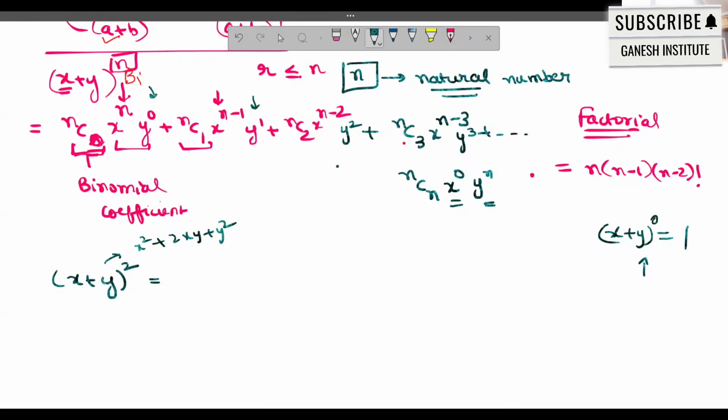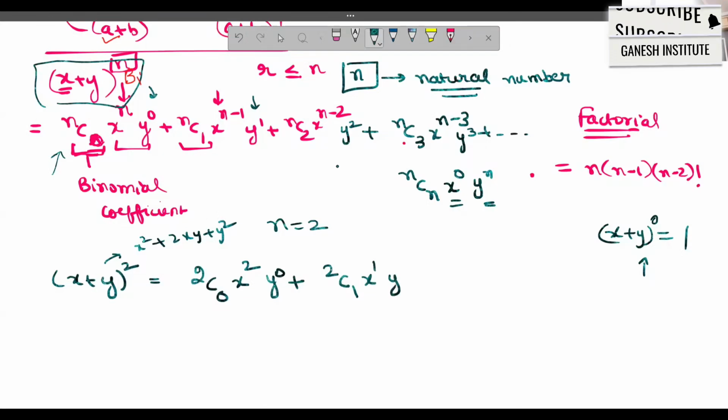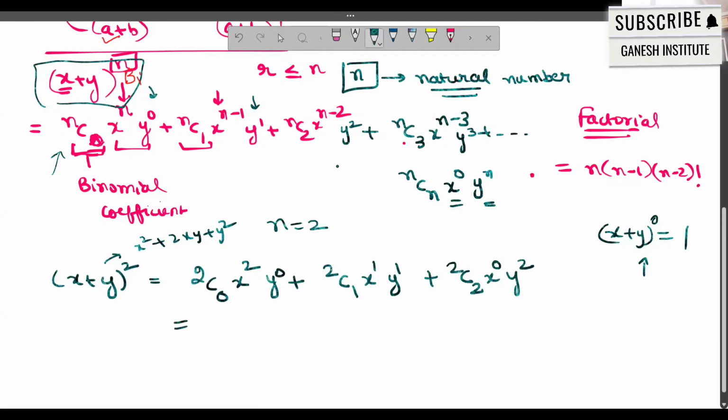So first value will be this one. What is n? If you compare it with this one, n is 2 here. So you'll start with 2c0 x raised to power 2 y raised to power 0. Then you will write 2c1 x raised to power 1 y raised to power 1. And then you will write 2c2 x raised to power 0 y raised to power 2, right?